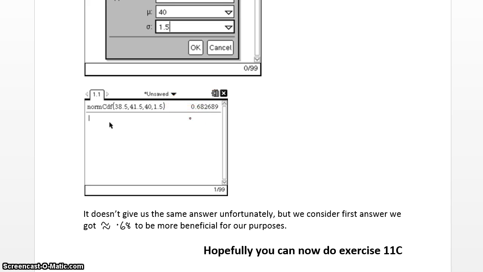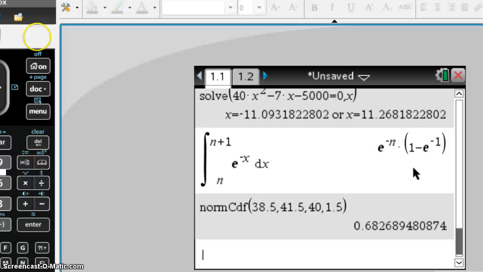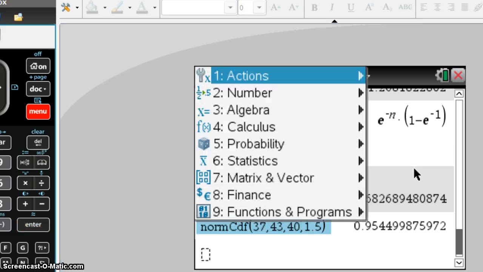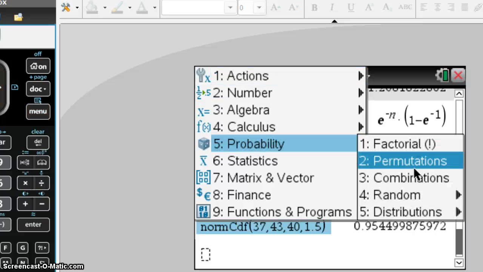So I guess you can use your calculator to go back and do that, or you can actually just change the numbers up here on the normal CDF. So for example, if I now wanted to find out what 2 standard deviations either side of the mean is, I could just change this to 43 and to 37 and push enter. As long as you know what you're doing, you can just change those numbers. If you're worried, you can just push menu 5 and then find it out from there.